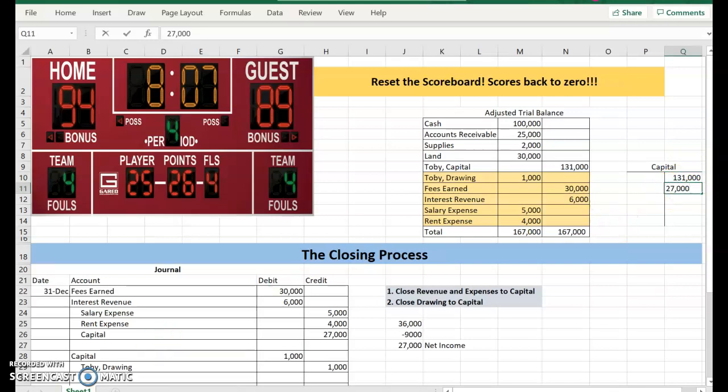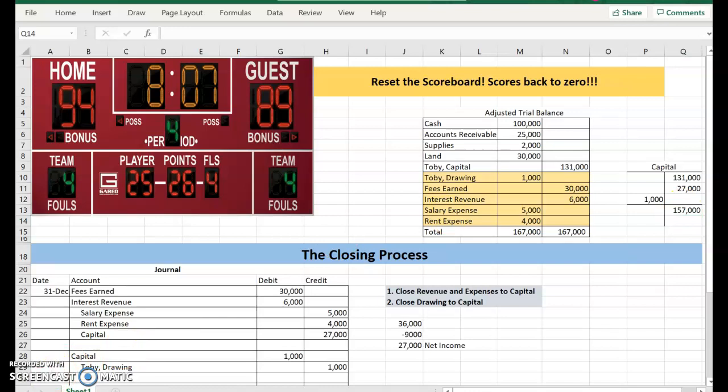Then I debited it for $1,000. So my new updated capital count would be $157,000, which is $131,000 plus $27,000 minus $1,000. So here's my new updated capital balance.